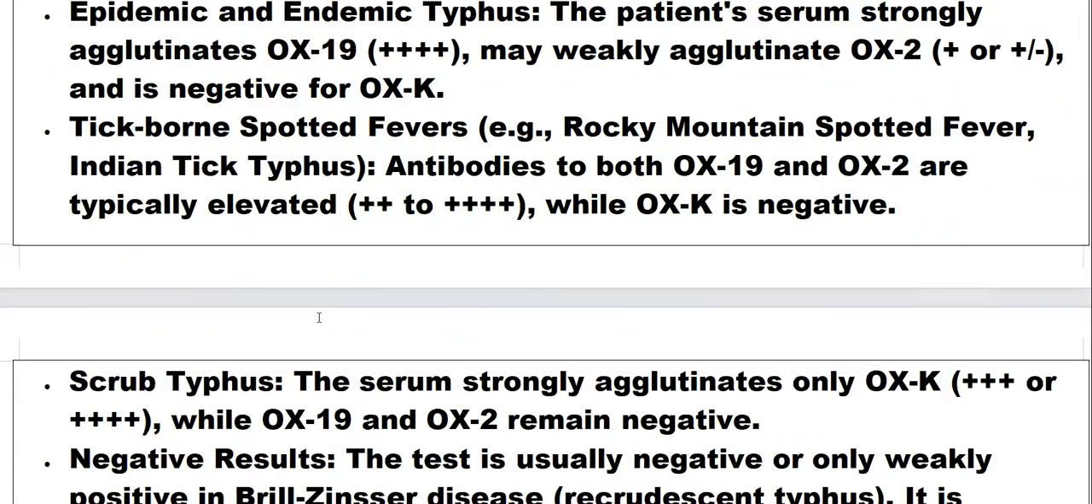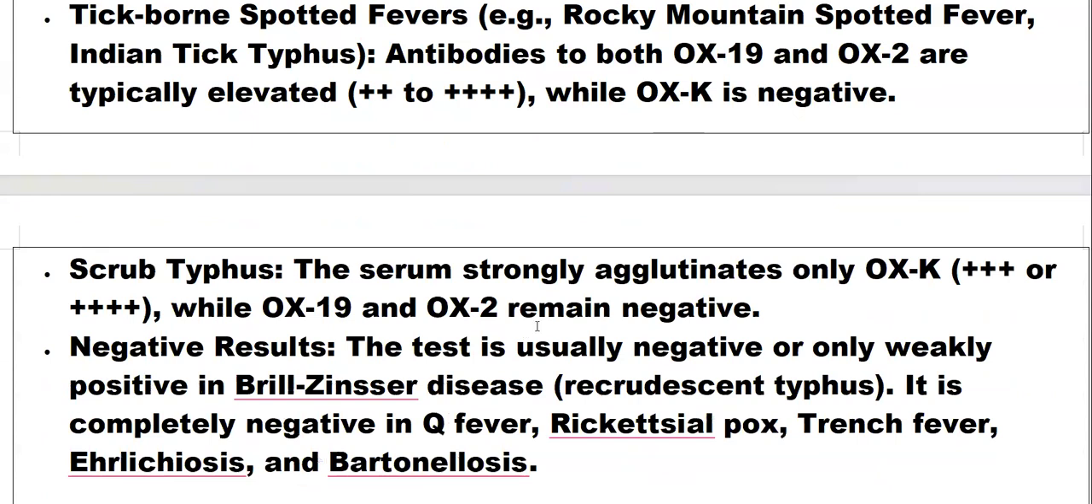Tick-borne spotted fevers, Rocky Mountain spotted fever, Indian tick typhus: antibodies to both OX19 and OX2 are typically elevated, plus to 2 plus, while OXK is negative. Scrub typhus: the serum strongly agglutinates only OXK, 3 plus or 4 plus, while OX19 and OX2 remain negative.